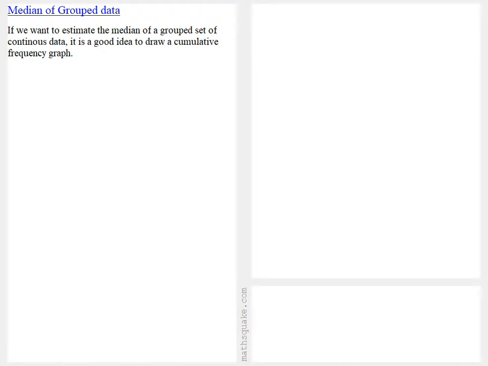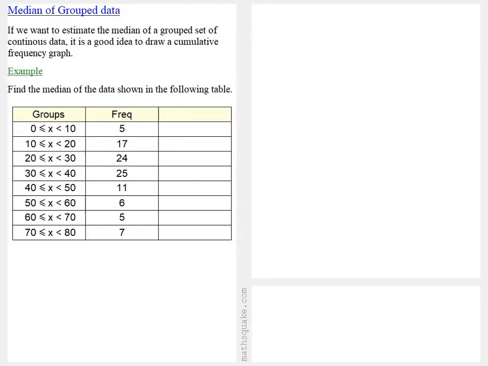Let's have a look at the median of some grouped continuous data. If we want to estimate the median of a grouped set of continuous data, it's a good idea to draw a cumulative frequency graph. For example, find the median of the data shown in the following table.